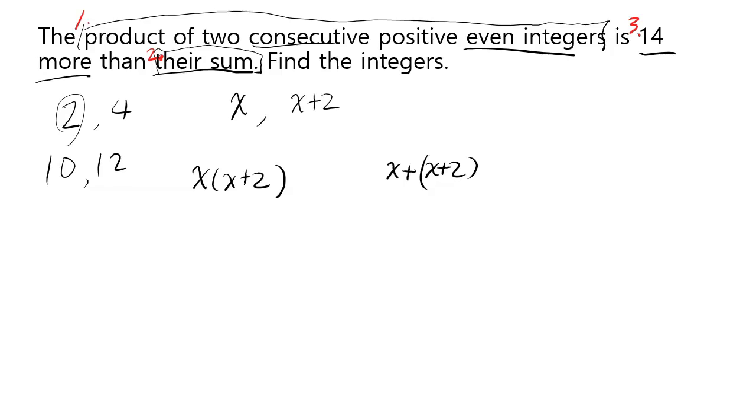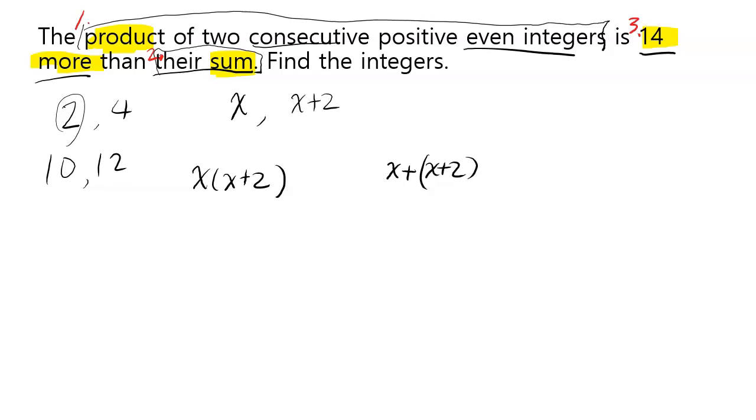Product means multiplication. Sum means addition. Okay, so we have two numbers. Now let's think about the 14 more. So you have product and sum, and it says product is 14 more than the sum. Okay, so you don't have to pay attention to these other details. If you want to understand what 14 more means, just try to think about the keywords here. So product is 14 more than the sum. Okay. Now, try to digest this. Does this mean that the product is bigger or the sum is bigger?